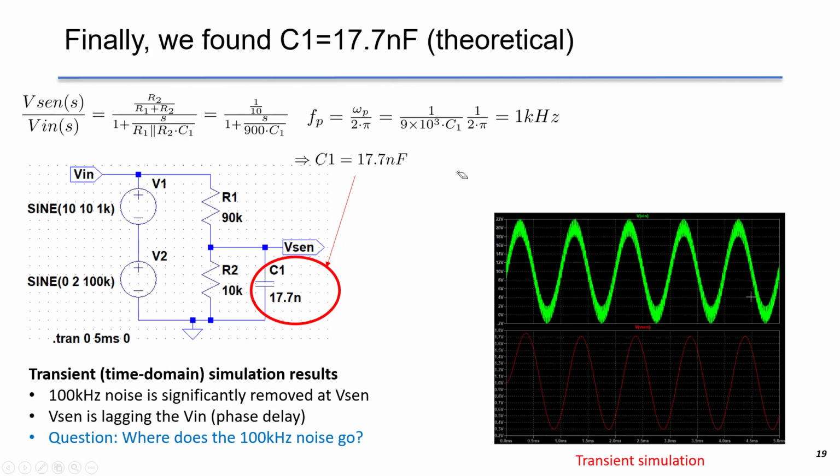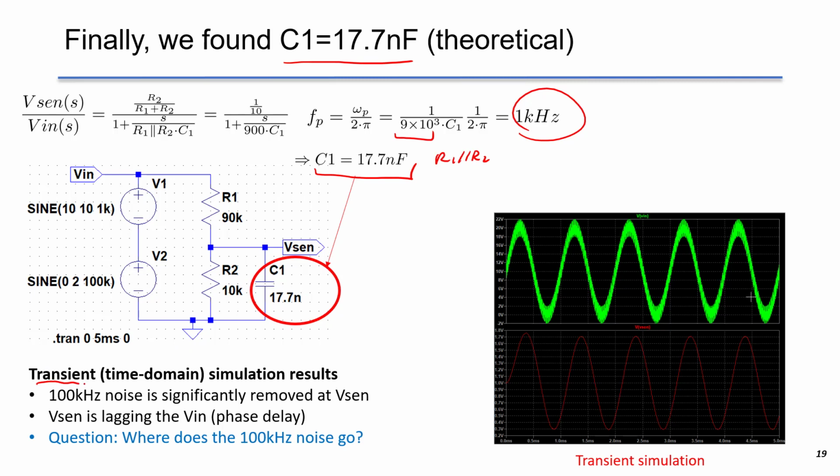So finally, we can find C1 as 17.7 nanofarad theoretically, because we know that the pole location is 1 kHz. We put it back, and we know R1 in parallel with R2 gives you about 9,000 ohm. We can find C1 as 17.7 nanofarad. I put this value here.